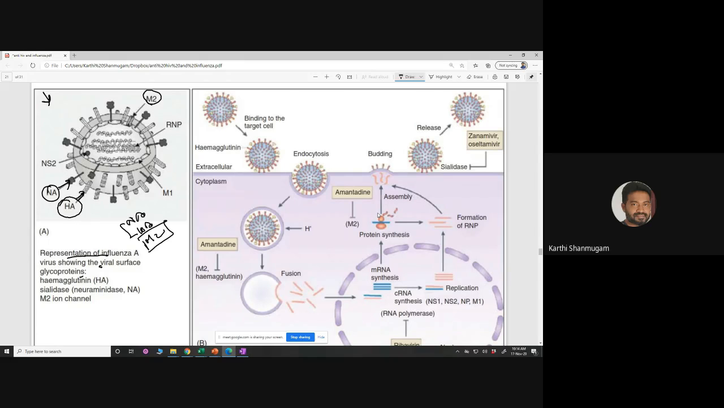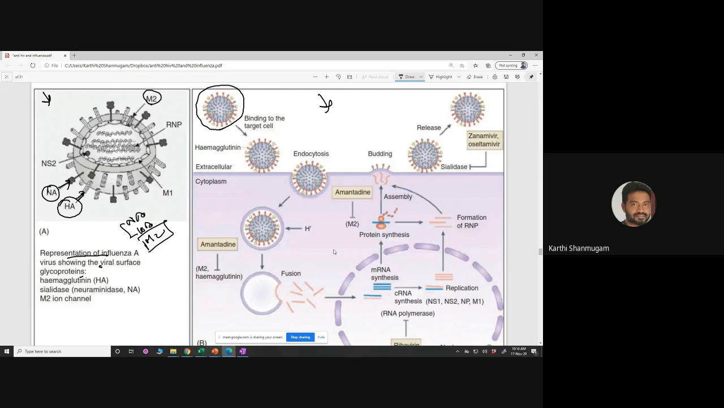On the right hand side, we have the mechanism of replication, how it replicates. Here is the virus particle. As we know, whenever a virus has to infect any other living organism, first it should come in contact with the host. The host is the system whose machinery will be used by the virus for its reproduction.